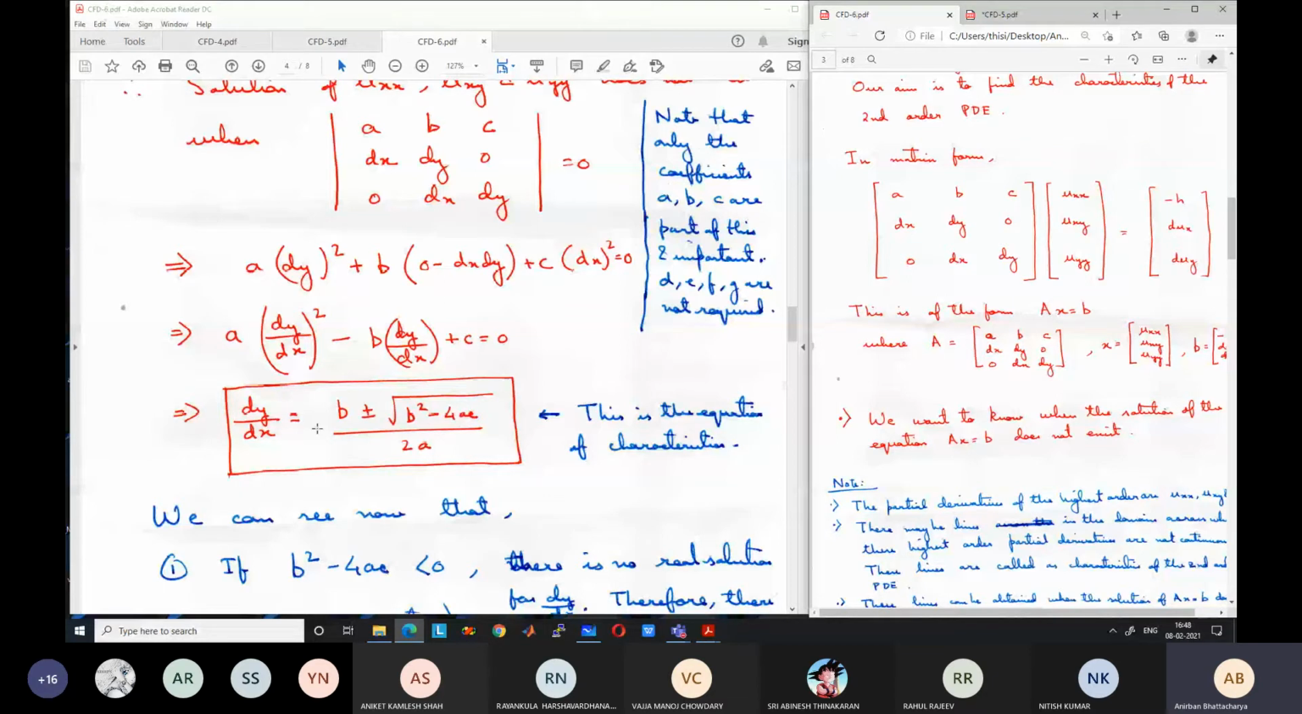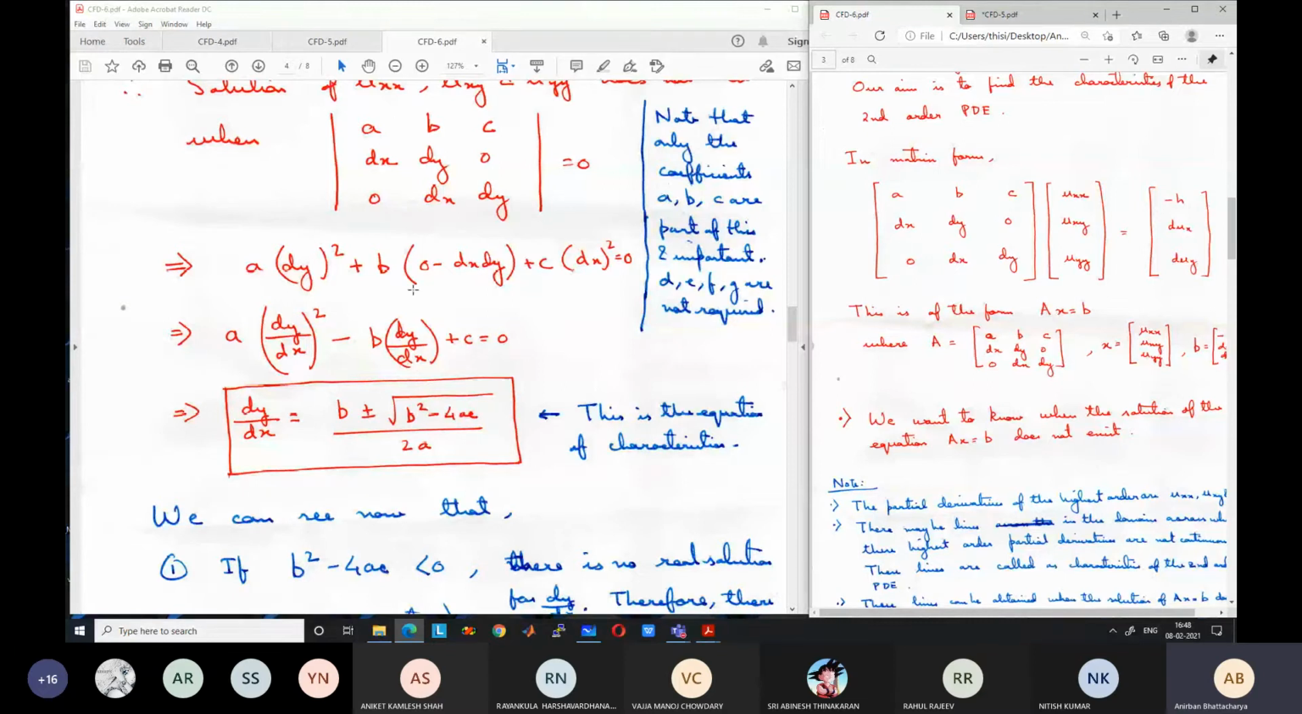So this is an equation of a line, and this line is the line on which the entire determinant is 0. So there is a discontinuity on this line. That's why we are calling this a characteristic line. So this is how we have determined the characteristic equation.